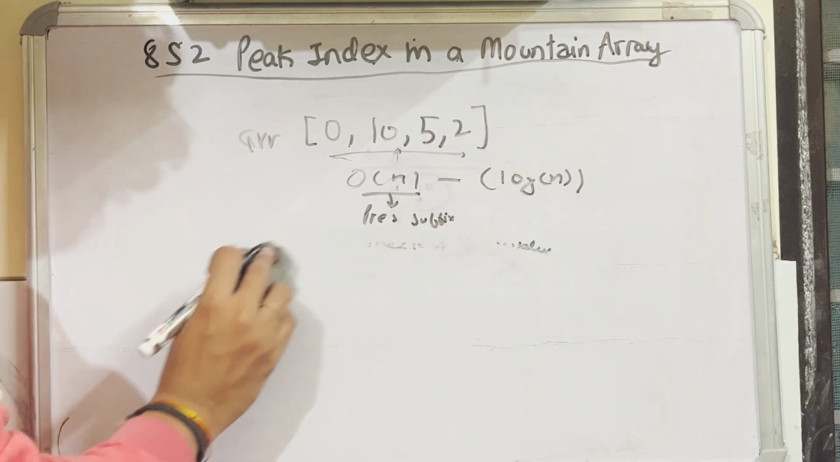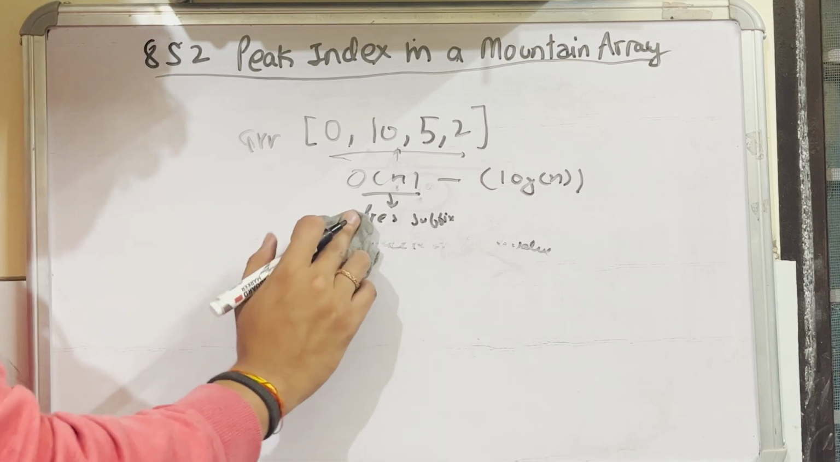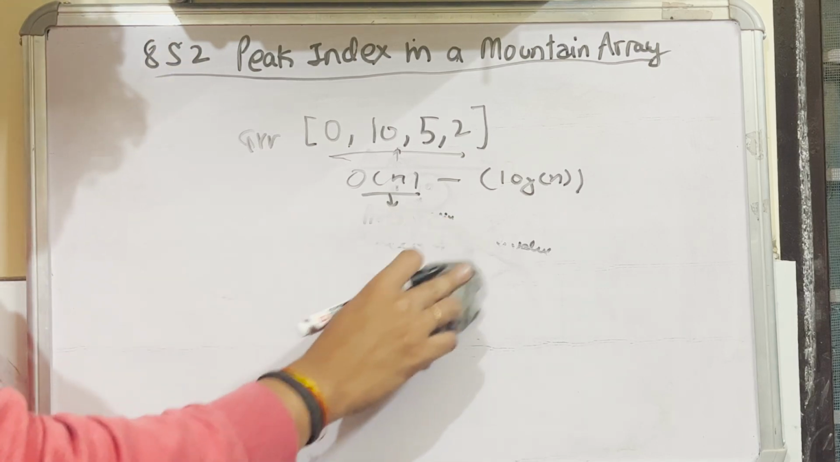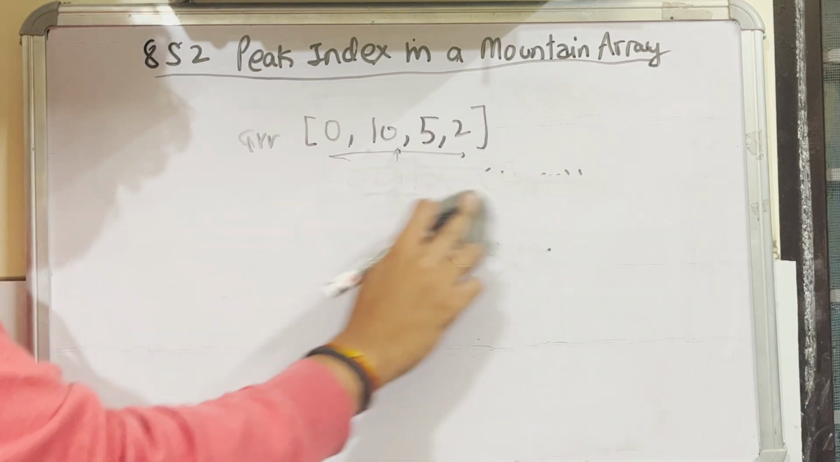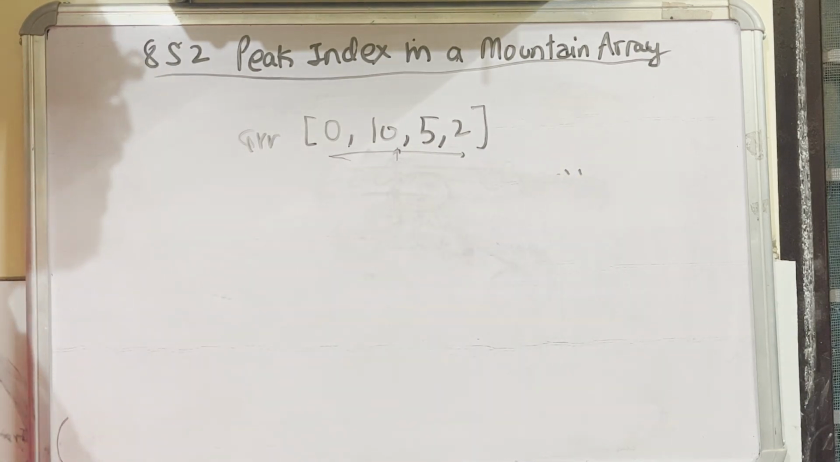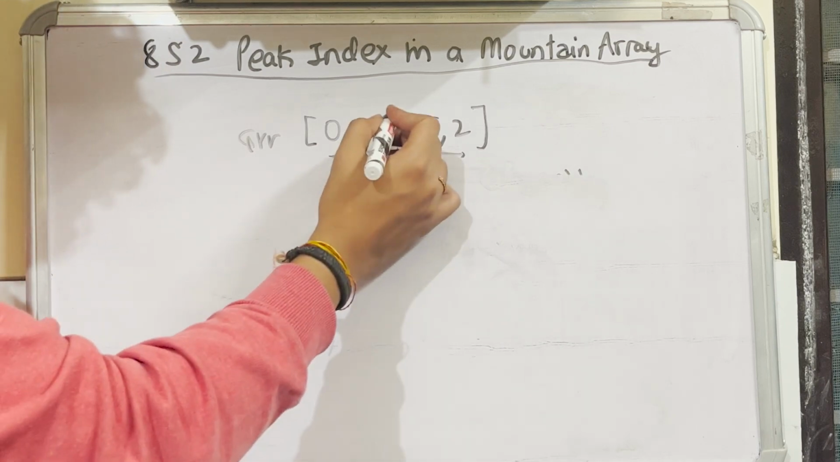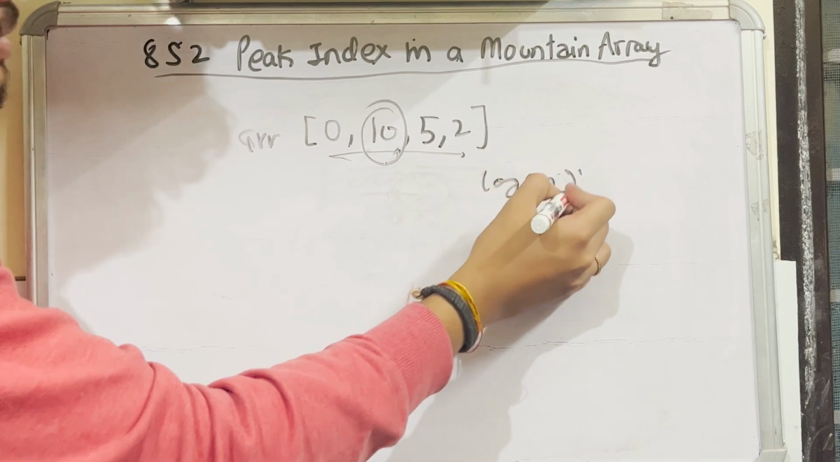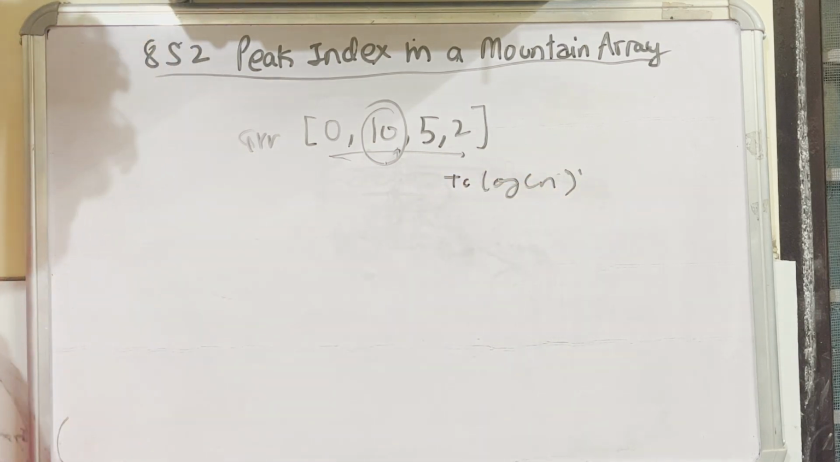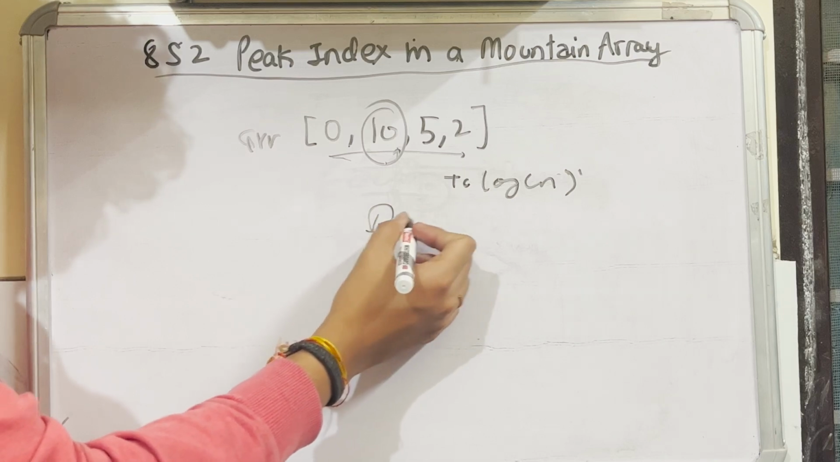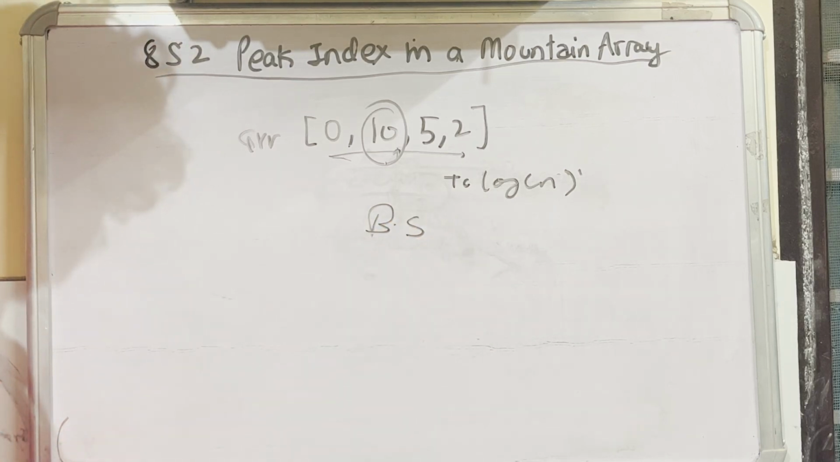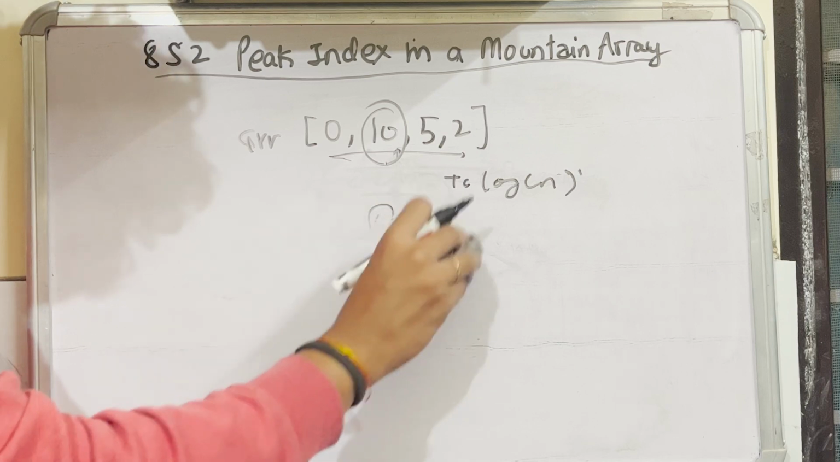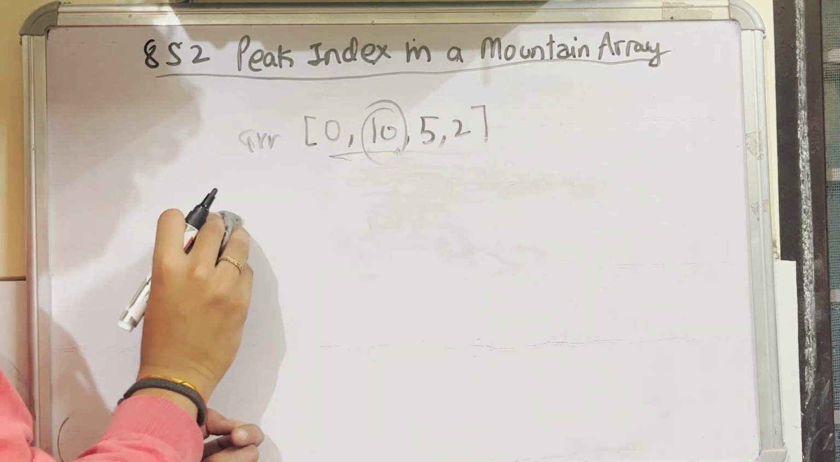So I'll say how you'll approach the problem, how to get the intuition. The simple thing to get intuition for this problem is that you have to find an element in log n time complexity. Which algorithm helps you to find an element in log n time complexity? The answer is binary search. You will use binary search. How will you use binary search? Let me give you an example.